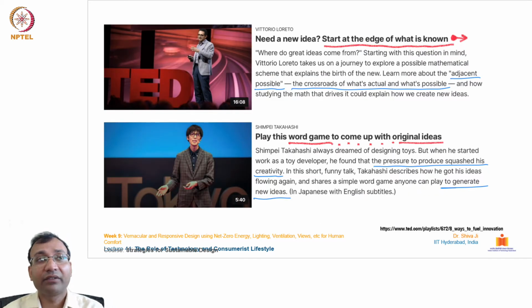The next talk is from Vittorio Loreto. He talks about needing a new idea: start at the edge of what is known. Where do great ideas come from? Starting with this question in mind, Vittorio Loreto takes us on a journey to explore a possible mathematical scheme that explains the birth of the new. Learn more about the adjacent possible, the crossroads of what's actual and what's possible, and how studying the math that drives it could explain how we create new ideas.